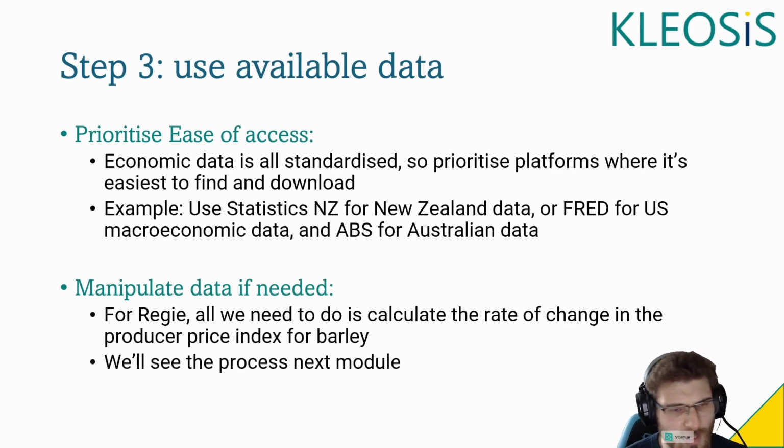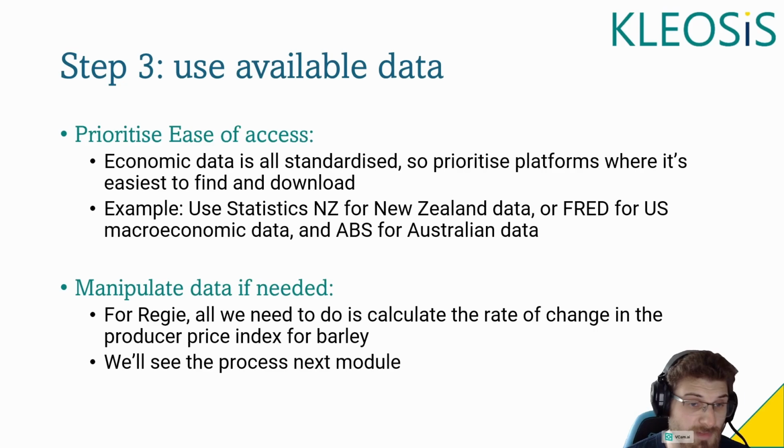For economic data specifically, everything's standardized. No one really has any data that no one else does. It's just that different agencies choose to publish different data, which is interesting because it's all the same stuff. But you want to prioritize platforms where it's the easiest to find and the easiest to download. For me, the two clear winners on both of those counts are Statistics New Zealand, huge shout out to them, they do such a good job with their website, and FRED, again a fantastic, easy to use website for someone who knows what they're looking for. Both of these websites are amazing.